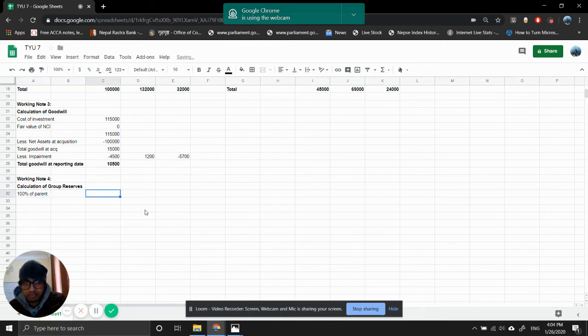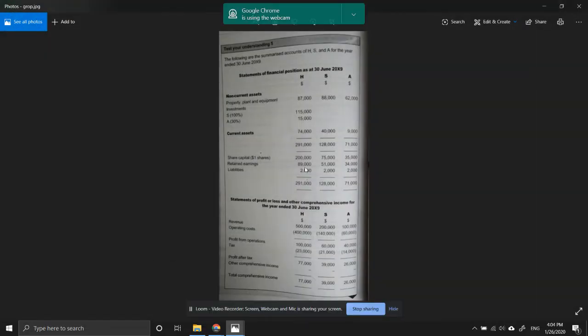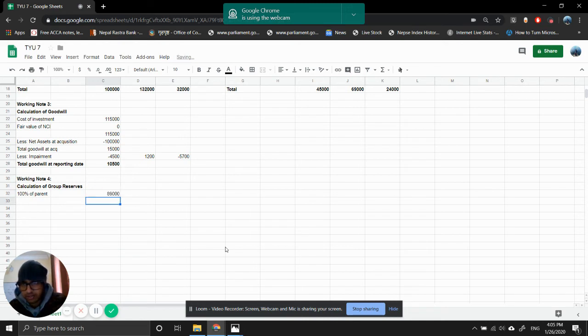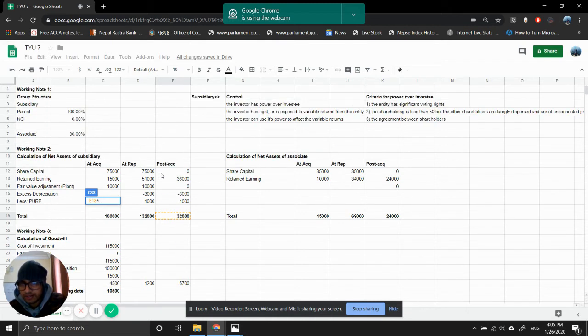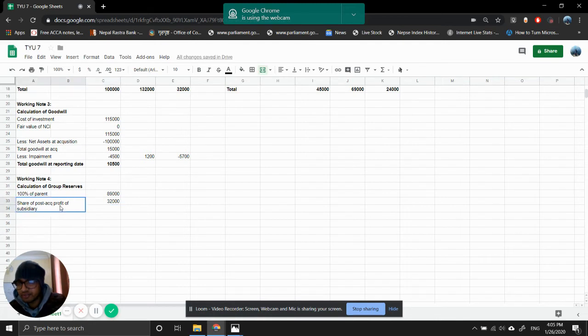In this case, 100% of parent is equal to, what's the parent's retained earning? 89,000. Okay, so share of post acquisition profit of subsidiary. Merge the cell, text wrap it just to make it look nice. So this is the post acquisition profit, and then multiplied by, what else? 100%. That's our holding percent, right? In case of subsidiary. And then, has there been any impairment of goodwill? Impairment of goodwill, and then that less. Let's move this down because we have associate as well.